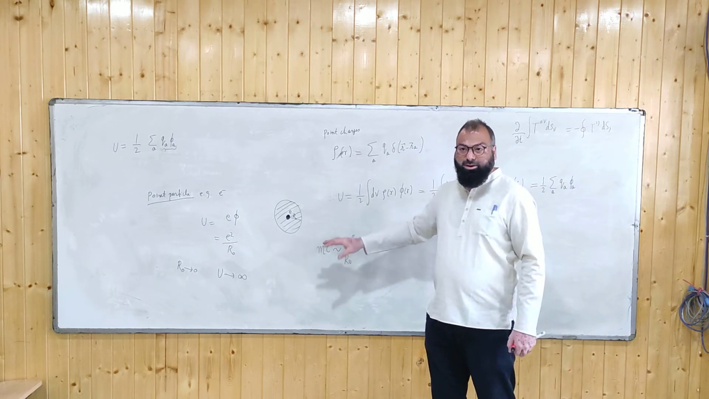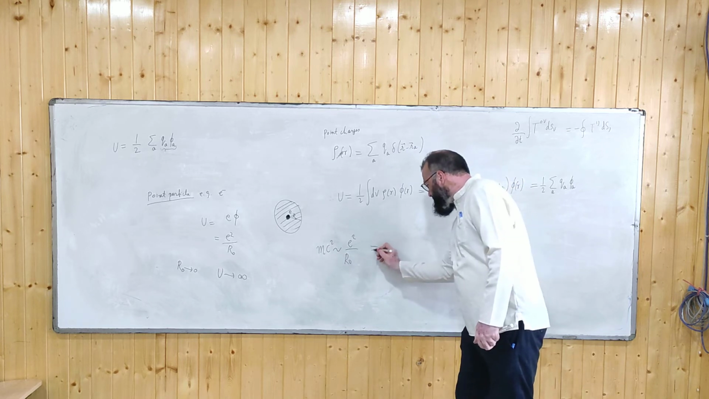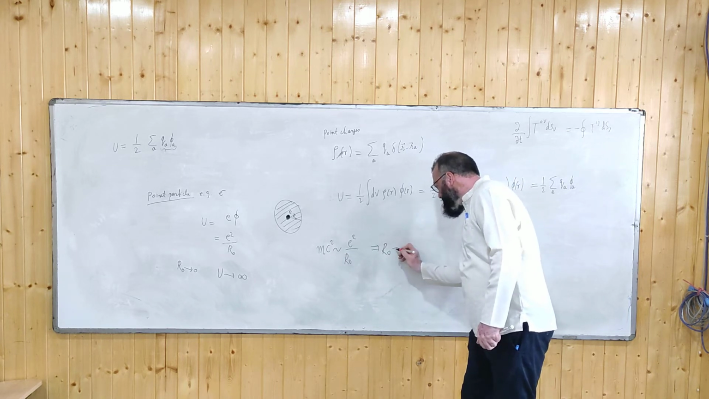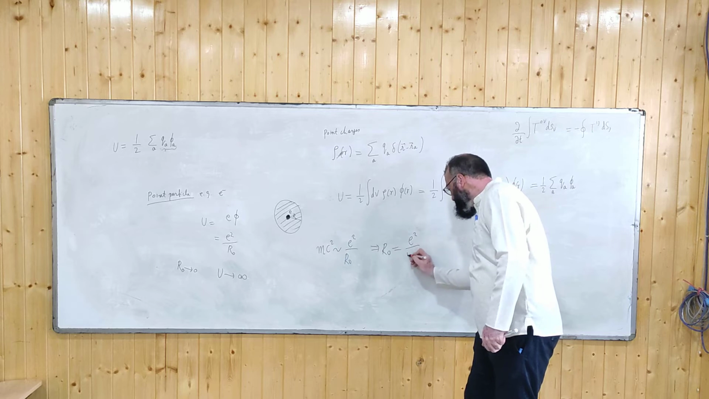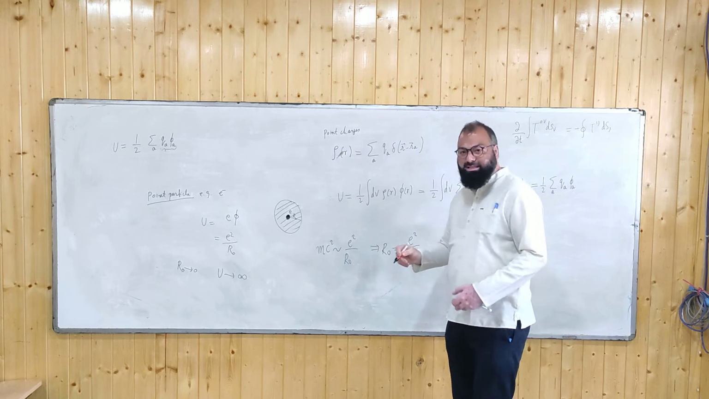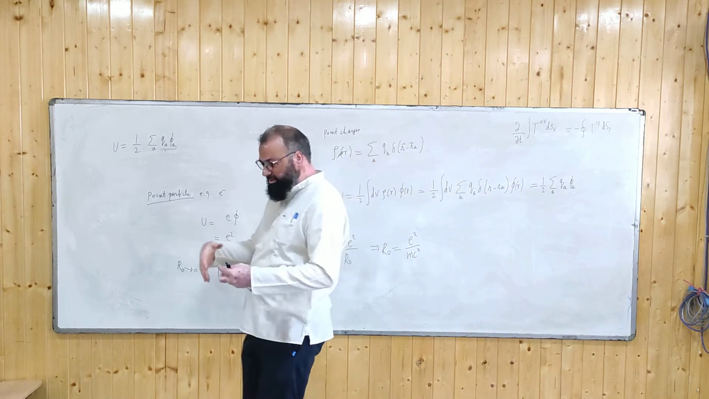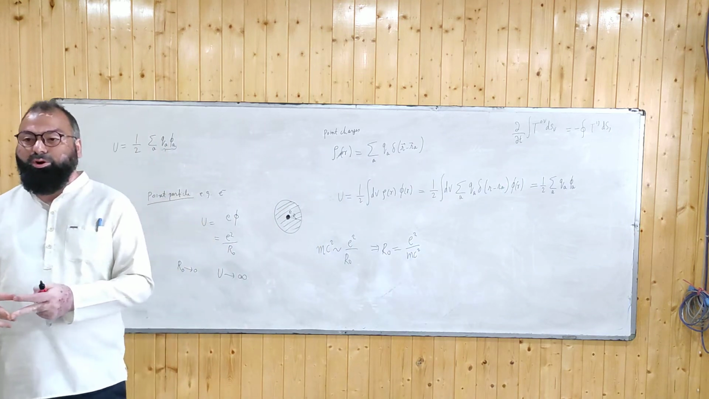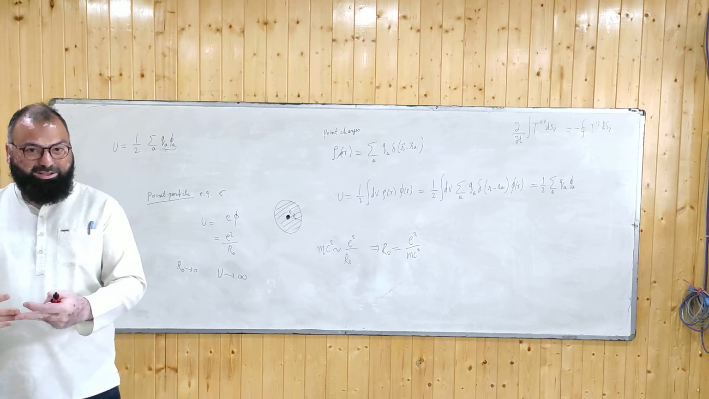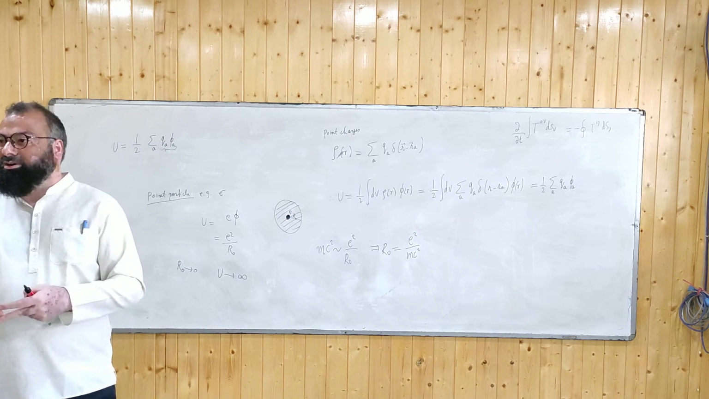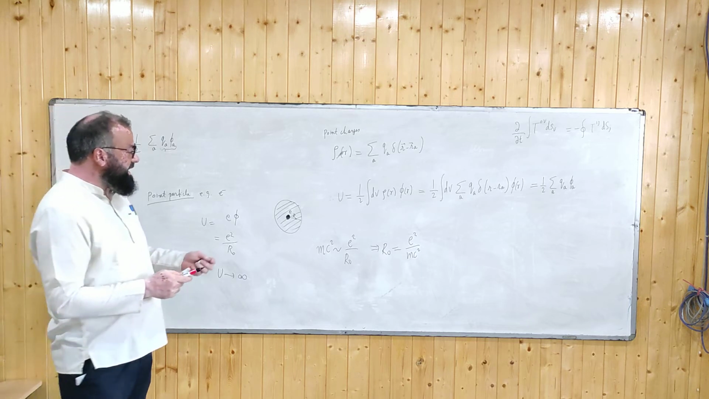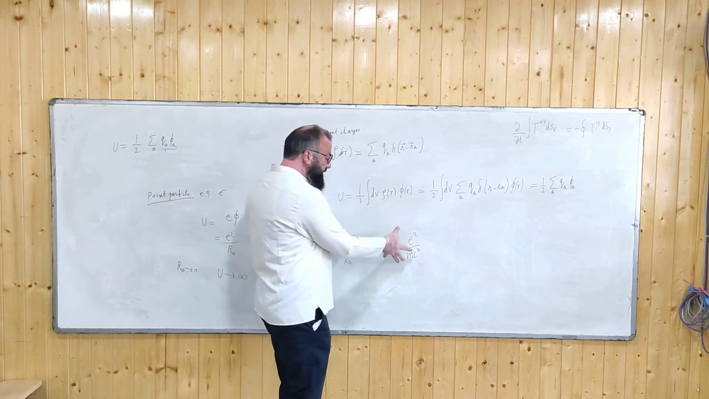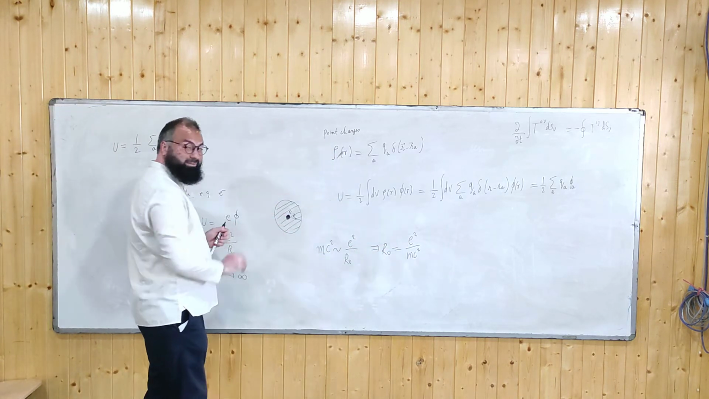So what will it give me? It gives me R naught. So how much is that? It is e square by mc square. So this R naught is actually, from the classical electrodynamics point of view, we are not able to go beyond this kind of radius. You can think of this as the limit of applicability of classical electrodynamics to the electron itself.